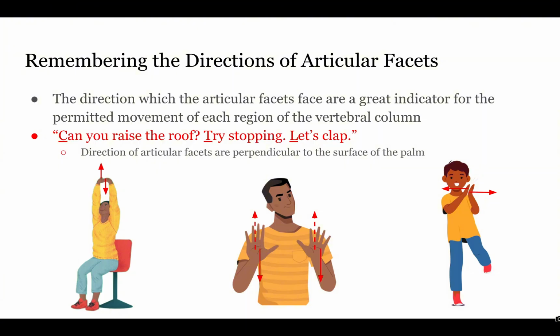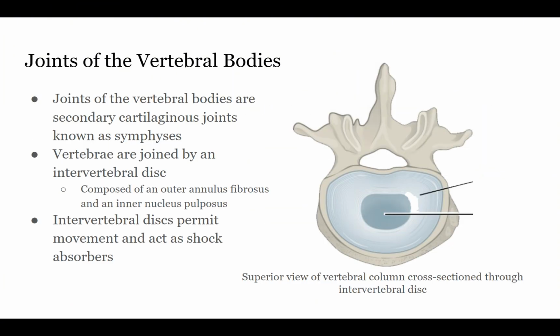In order to connect the direction of the articular facets to the related movement, we can slide the surface of our palms relative to one another without bringing our hands apart. For example, in the clapping position, I can slide my palms forward and backwards relative to one another, and from this I can deduce that in the lumbar region of the vertebral column, flexion and extension of the vertebral column are permitted. Let's take a look at the types of joints related to the vertebral column.